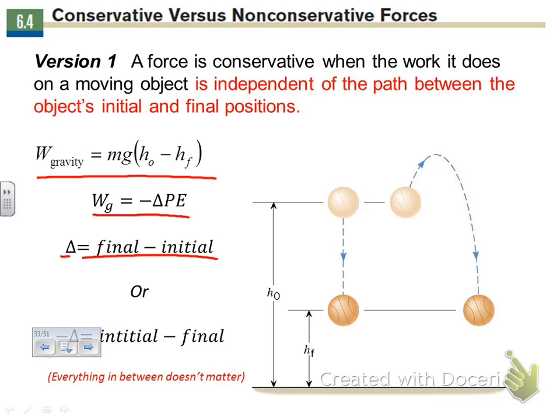And the path that it takes doesn't really matter. Meaning, if I drop a ball from rest from here, and the ball gets to this position, whether I drop it or I throw it and it follows this path, the change in potential energy is the same, meaning the work done by gravity is the same. So the work done by gravity is independent of the path taken, and only the final and the initial positions matter.